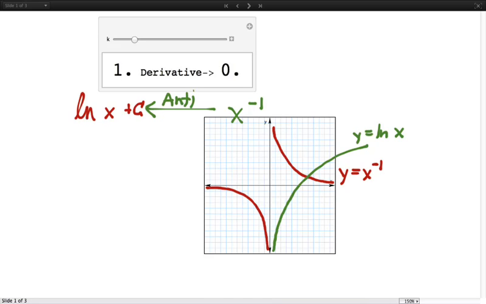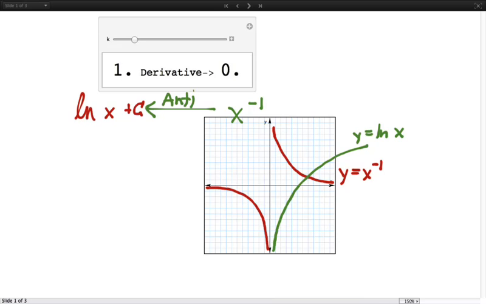There's a bit of a problem with this, though, because our original function graphed here in red is defined on what domain? y equals x to the minus 1. What's the domain of that function? Right, so the domain of our original function here is all real numbers from 0 to infinity. Anything else? Where else is y equals x to the minus 1 defined? Negative infinity to 0, right?